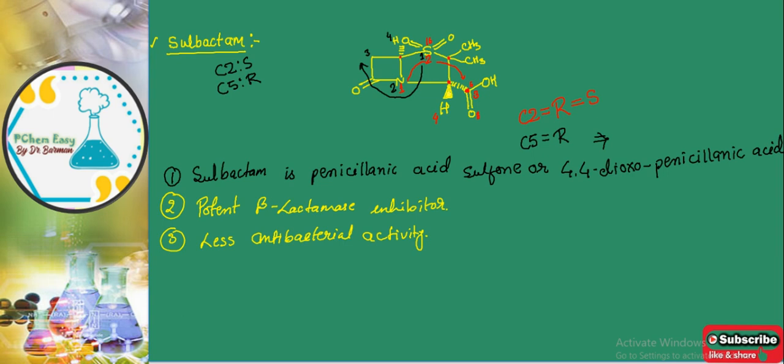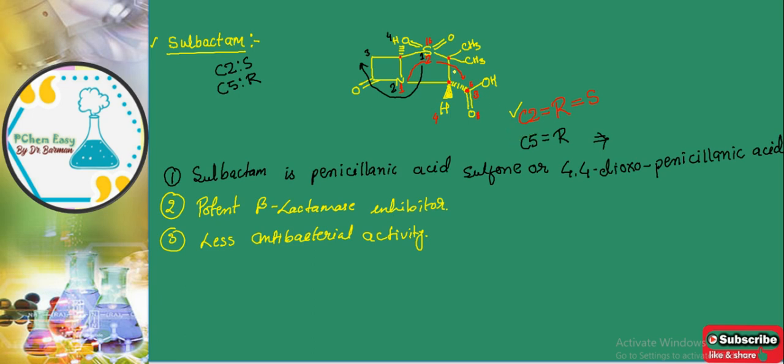But as it is in wedge bond, we have to revert the stereochemistry. So here we will have to revert the configuration. See, this is R, so we will write it as S. Now this was the stereochemistry or configuration of the C2 position. Now we will talk about the configuration of the C5 position.